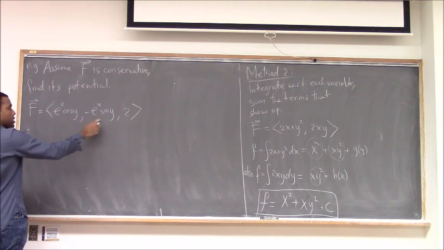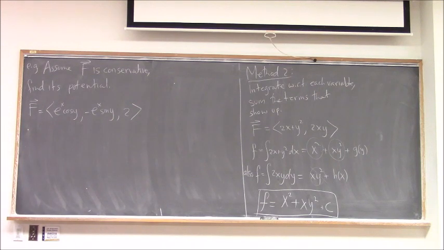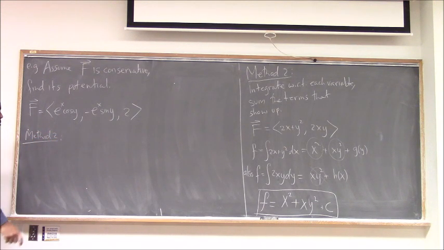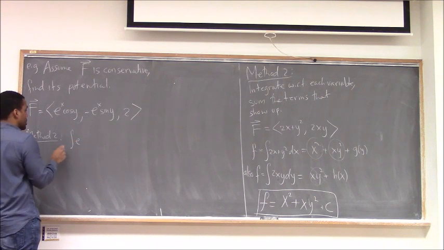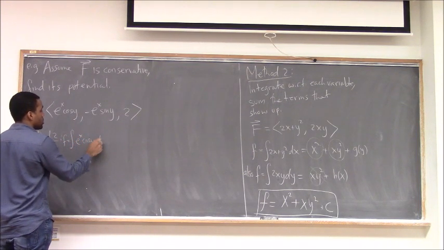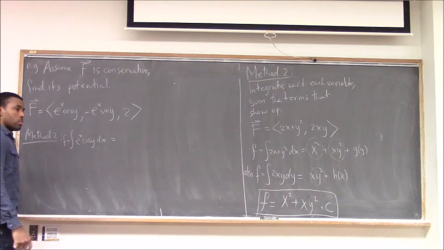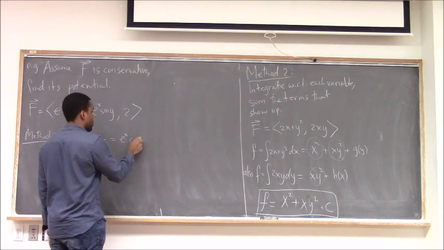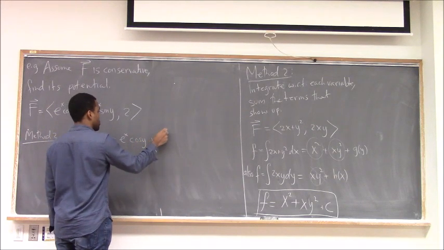So notice that this guy has 3 components, so there are 3 things I'm going to care about. I'm going to do method 2 because I like that more. Less going back and forth, you just integrate each piece. So I know my function is going to be the integral of this guy with respect to x. That's going to be e to the x cosine y plus some constant.